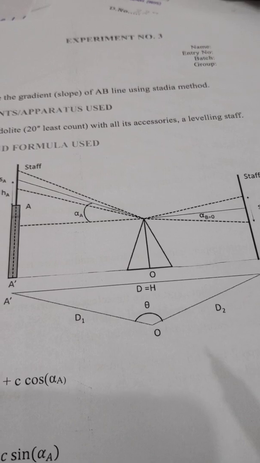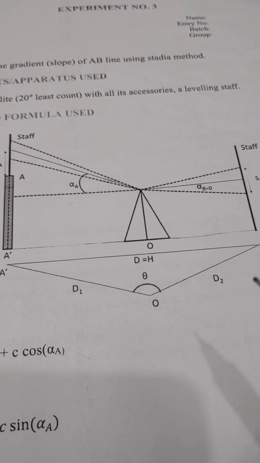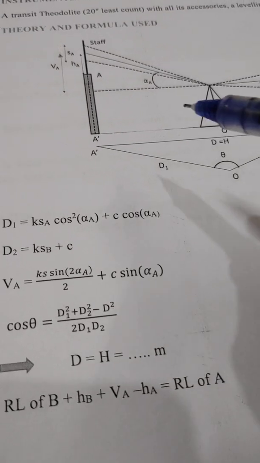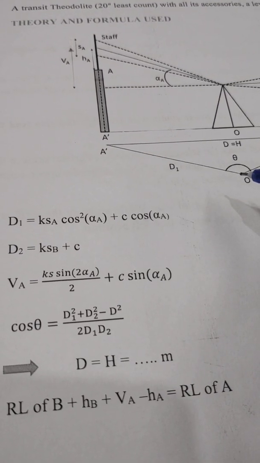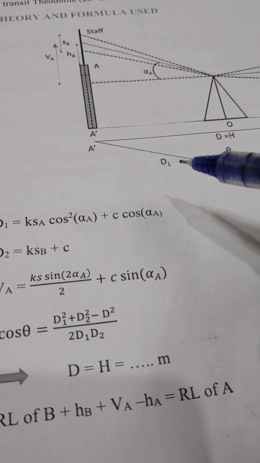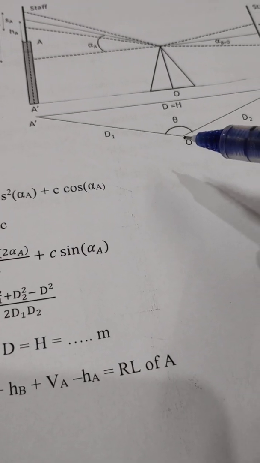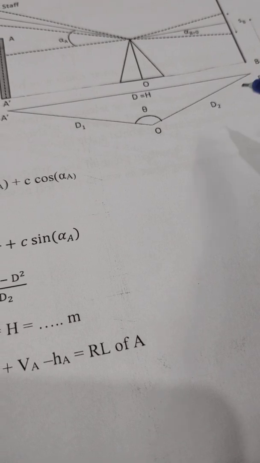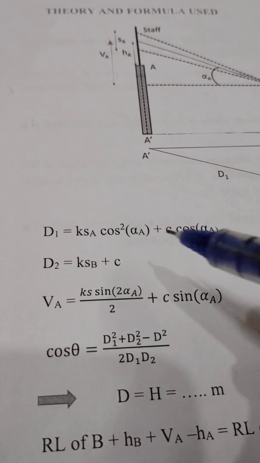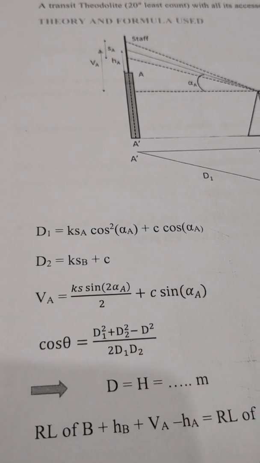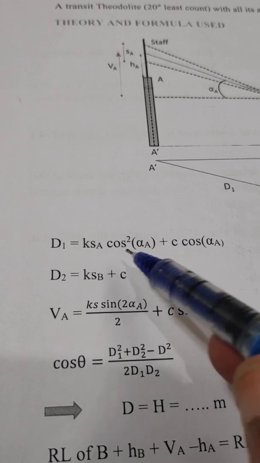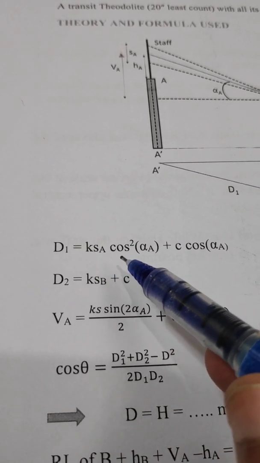You have to take the staff intercept at B. Now you see the formula. अब देखिए ये एक डिस्टेंस, the distance of the instrument station from point A is d1 and the distance of instrument station from point B is d2. How you will find d1 and d2? This is the formula for d1 and d2. Understand? This is the tachometric formula.